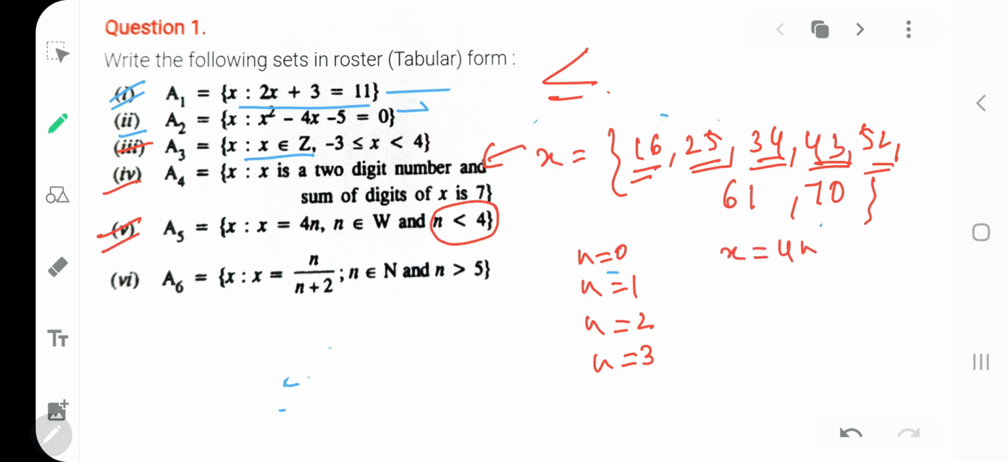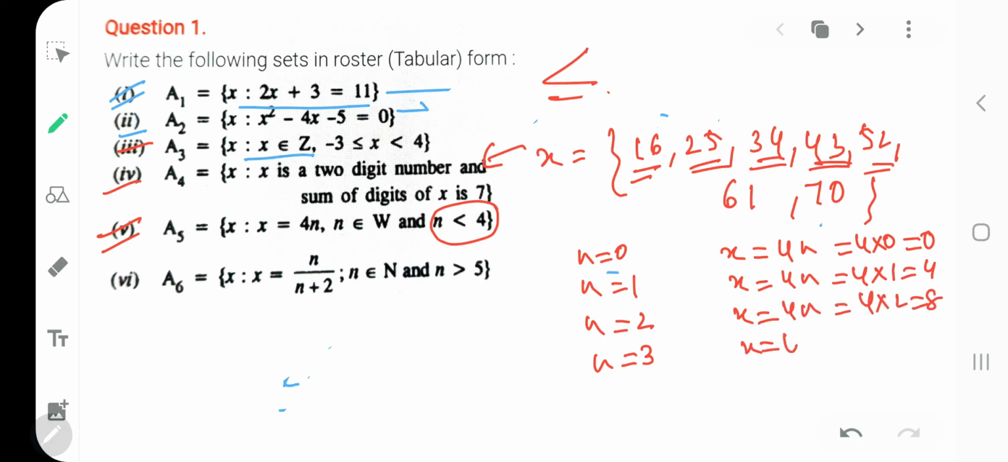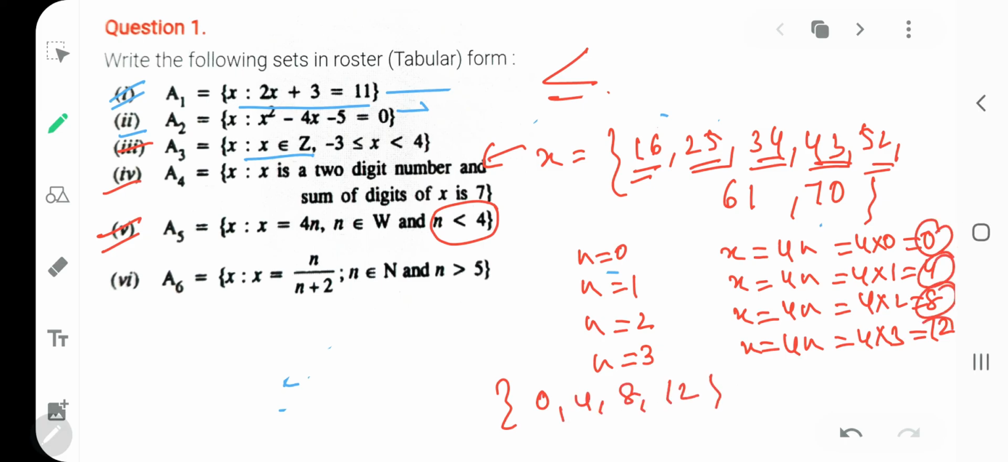x is 4n. That is 4 into 0, that will be 0. Then x is again 4n. Now 4 into 1, that is 4. Now x is 4n again, so 4 into 2 this time, so that will be 8. Again x is 4n, so 4 into 3 this time, so that will be 12. So your elements will be 0, 4, 8, 12. Got my point clear? Perfect.